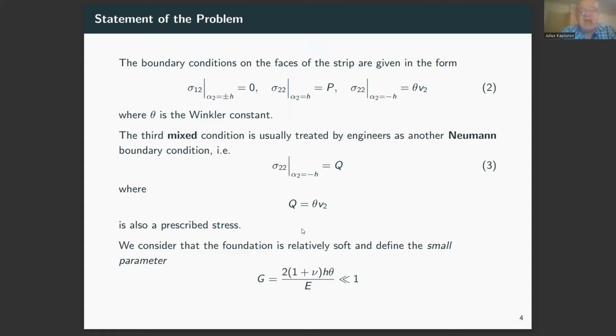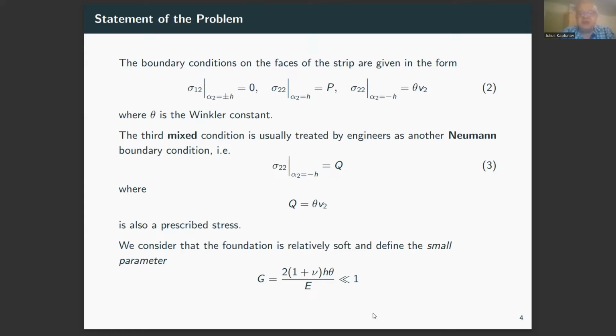They say very little or nothing about the fact that the foundation should be relatively soft with respect to the layer itself, and G capital, which is a certain ratio of stiffnesses, theta over E, but H also comes into the game upstairs. This ratio should be much less than unity. Otherwise, not assuming that, you would never have bending vibration of interest. The beam should bend on the foundation, and the foundation shouldn't stop the bending process.